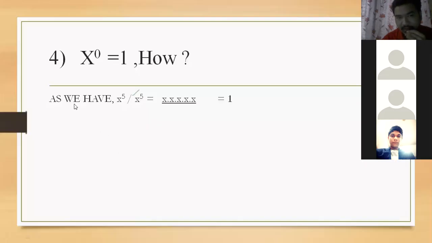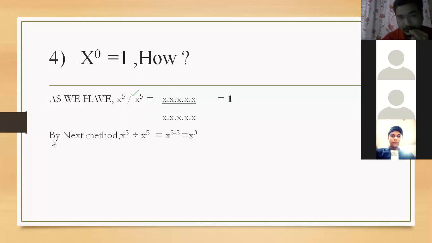As we know, x to the power 5 means x into x into x, 5 times, right? And x to the power 5 in the denominator also means x into x into x. When you cancel them up and down, what will remain? 1. All cancelled by 1, then it will remain 1. This is solved by our cancelling method. We have cancelled and it has come 1.